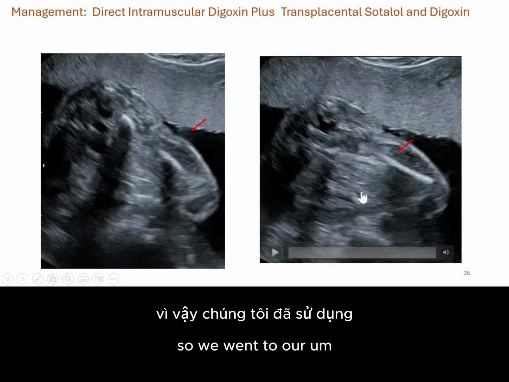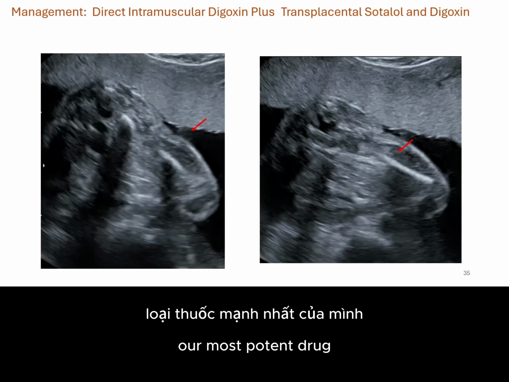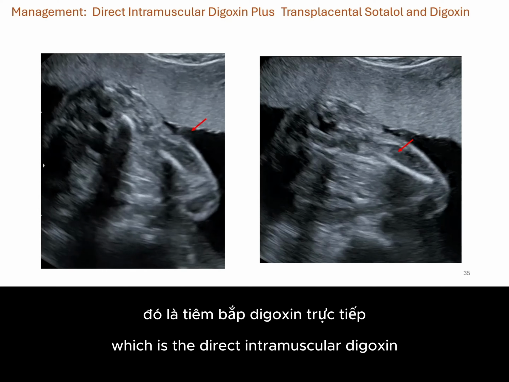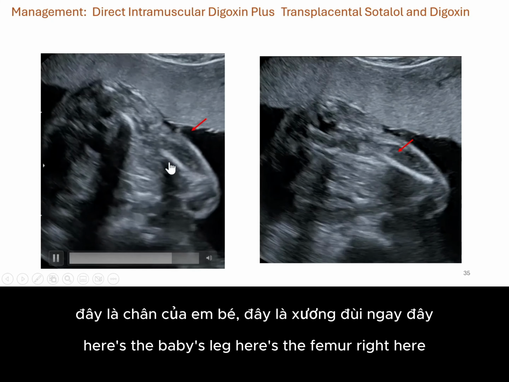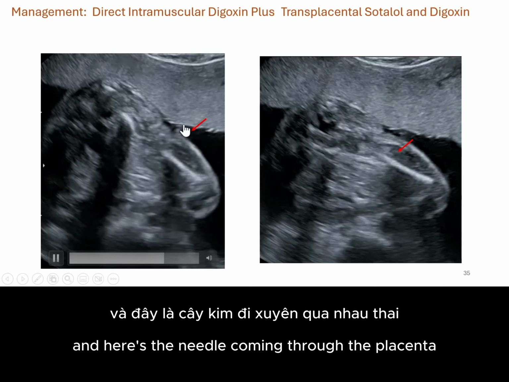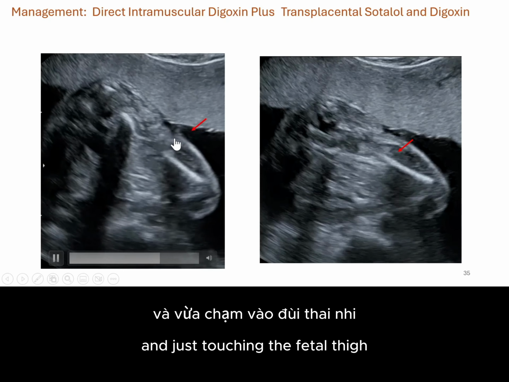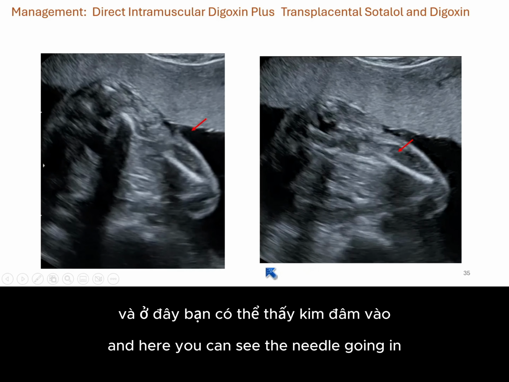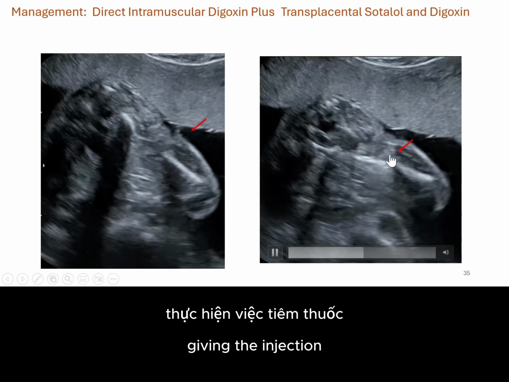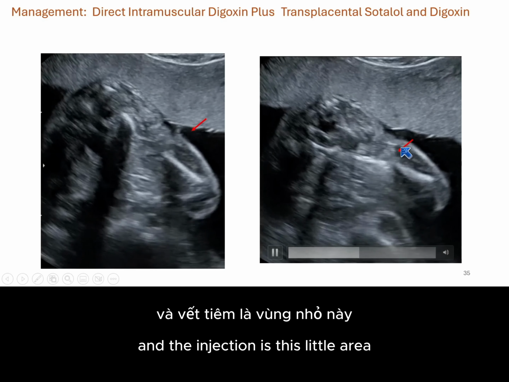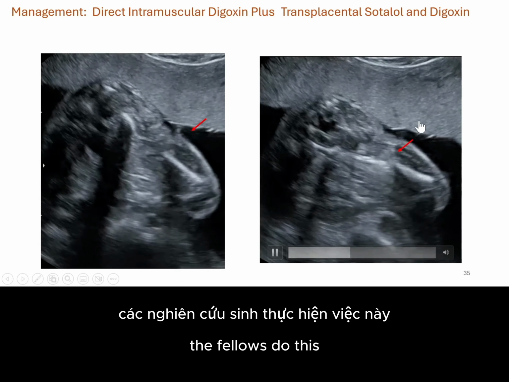So we went to our most potent drug, which is the direct intramuscular digoxin. What you see here is the placenta. Here's the baby's leg. Here's the femur right here. And here's the needle coming through the placenta and just touching the fetal thigh. And here you can see the needle going in, giving the injection, and the injection is this little area, and then being rapidly withdrawn.